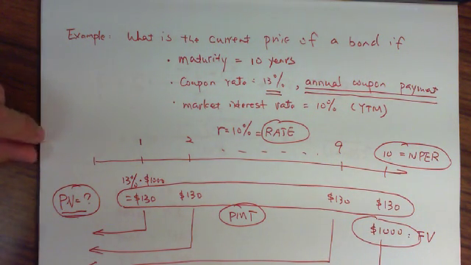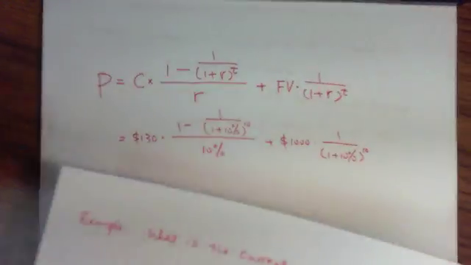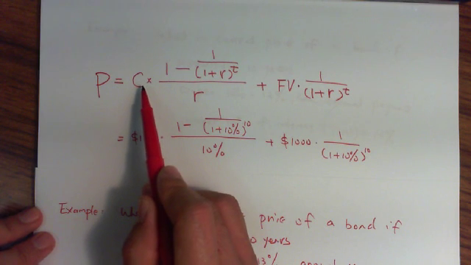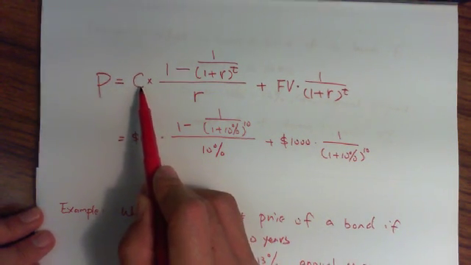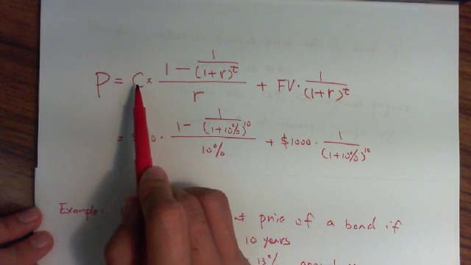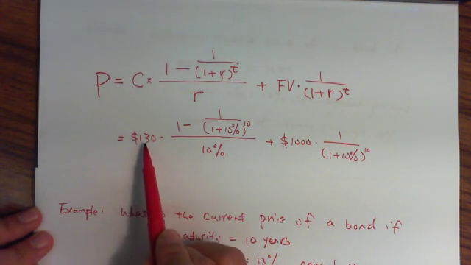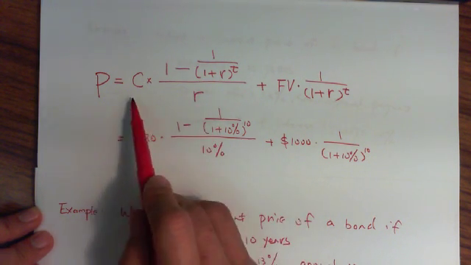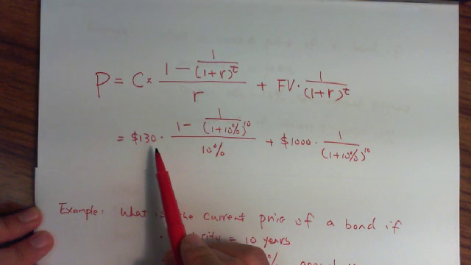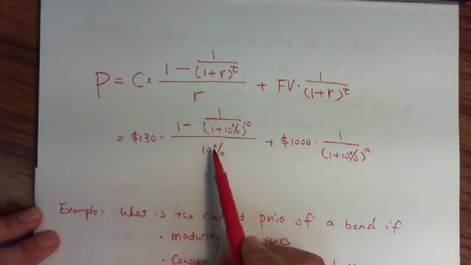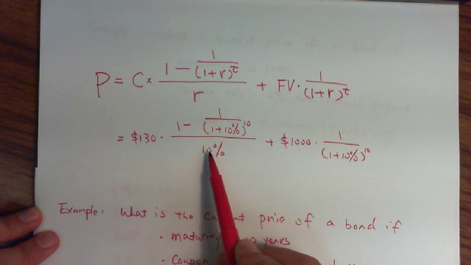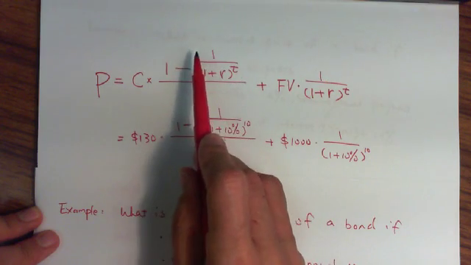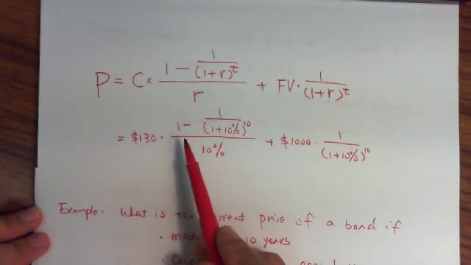Now, the formula looks like this. As you can see, the C represents the constant coupon payment. Now the coupon rate is used to compute C here. For example, we use 13% to get 130 here. Now the payments must be valued at the current growth rate of money, 10%. So the market rate of interest is used as the discount rate. So this part is the annuity PV formula.